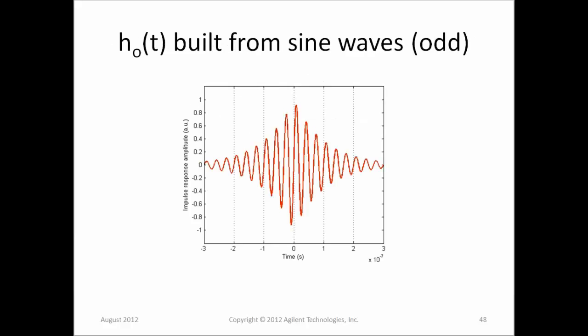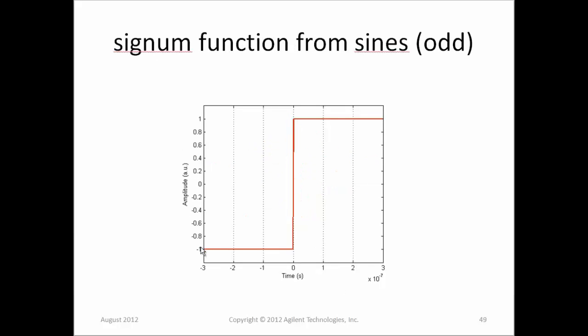So step 2, we can build the odd part of any function out of sine waves. Sine waves are odd, and by adding the sine waves up, you can build up the odd part of the function. You can kind of visually imagine it in this way. Similarly, this signum function, which is just a step function, is also an odd function, and by adding enough sine waves up, you can get a good approximation for the signum function, which is also odd. So the signum function can be built up with sine waves.